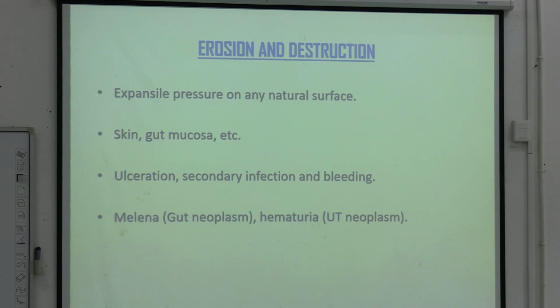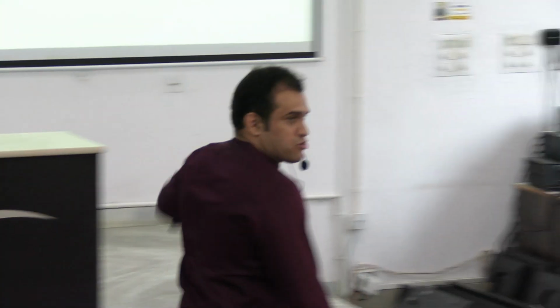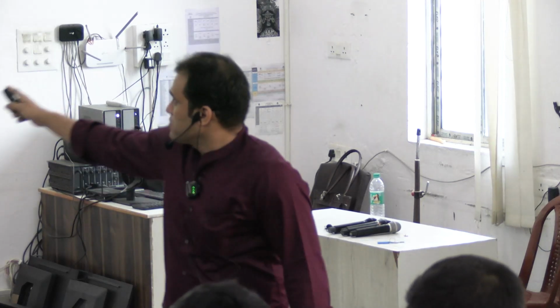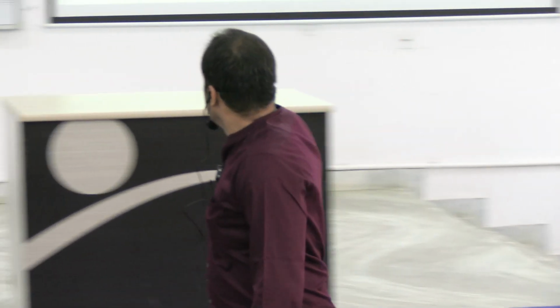Then comes erosion and destruction, which I have just explained. Expansile pressure on any natural surface, for example in skin, the gut mucosa. This slide I have just explained. Ulceration, secondary infection and bleeding. Melena, hematuria. This slide has been explained. So while I was explaining local and hormonal effect, I have also explained the erosion and destruction.